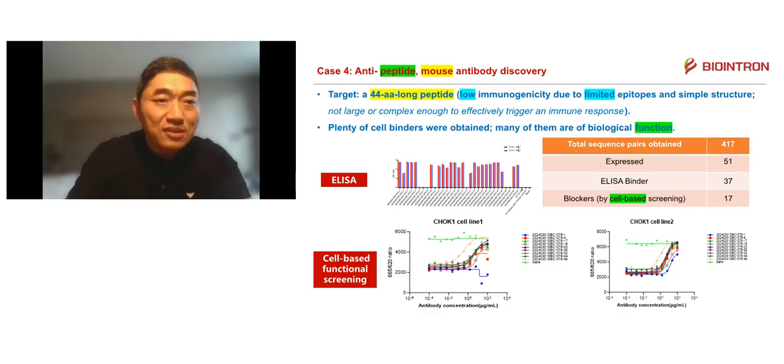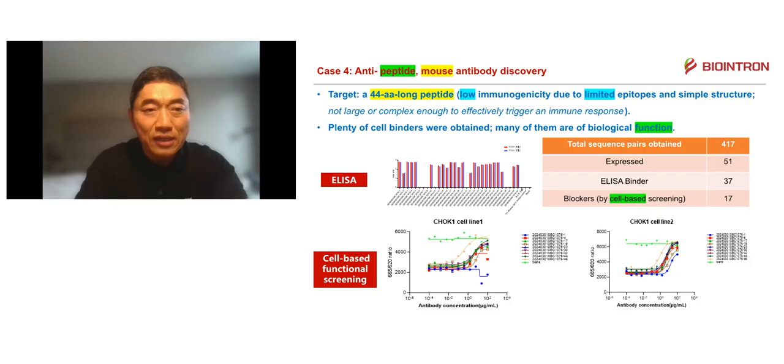The next case is kind of unique because of its size. It's just a peptide, a 44 amino acid long peptide. As we all know, for smaller antigens, either protein or non-protein, because they are not large and their structure is not that complex, their immunogenicity is weak, is low. So in this case, if you use hybridoma, with such a low immune response, and plus you may lose plenty of the B cell clones, there may be a weak chance for you to get very good hits or any hits.